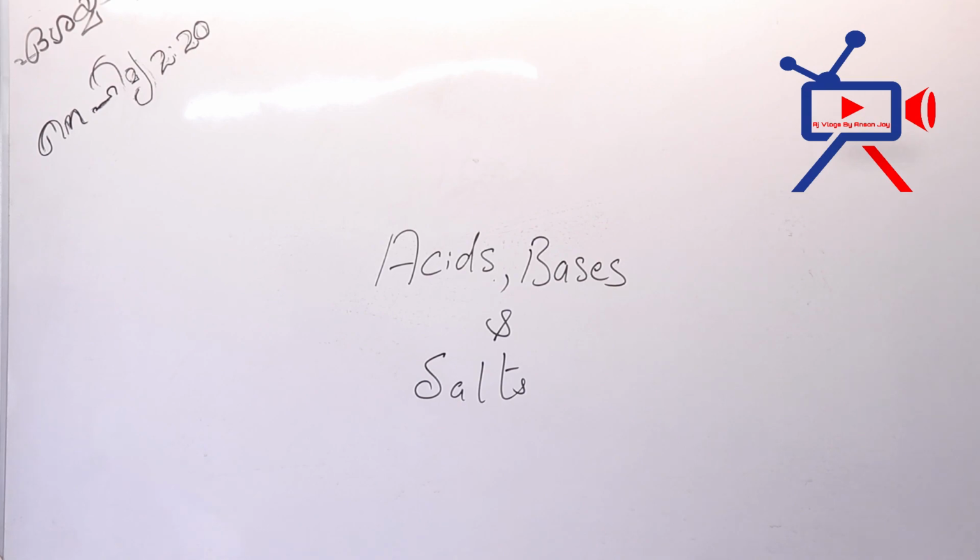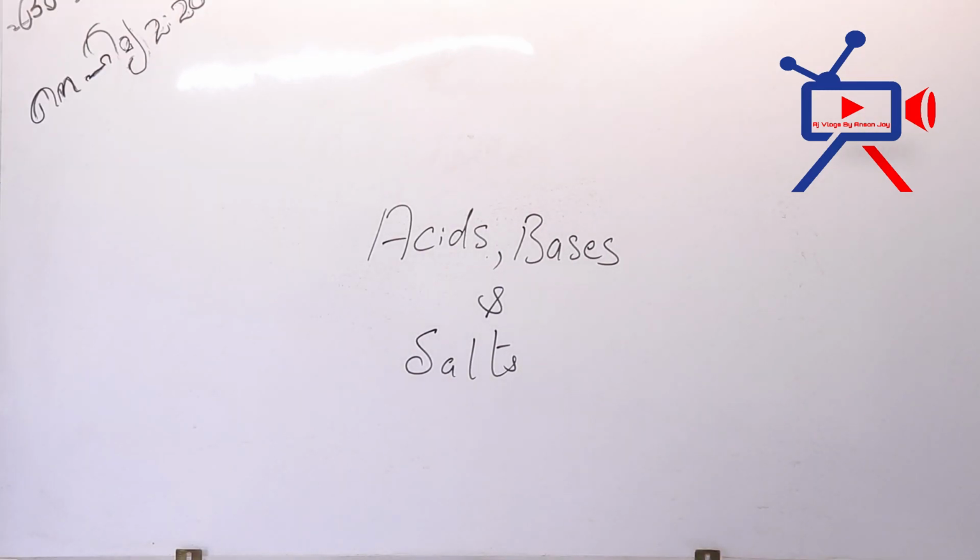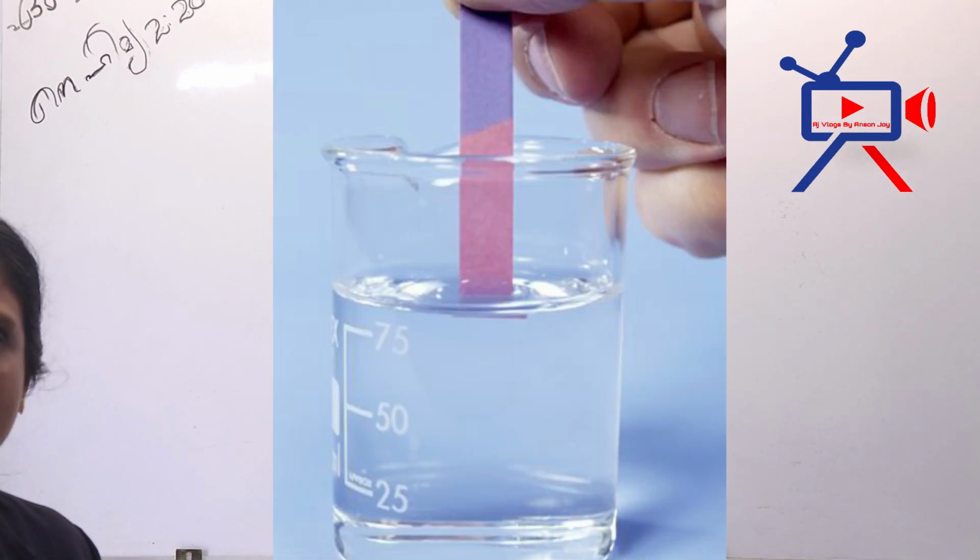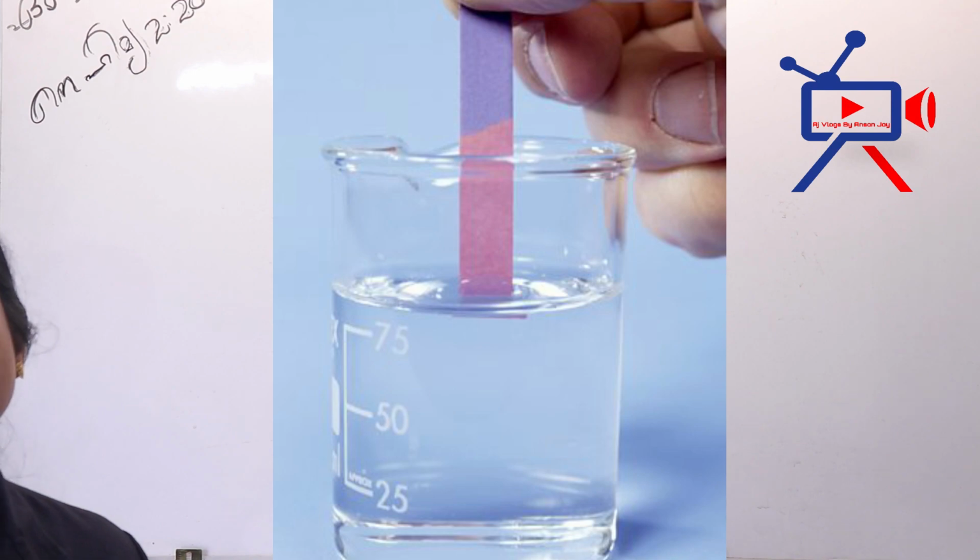Now we are going to distinguish the properties of acids and bases. We know that acids are sour in taste. When we have curd or lemon juice, we know it is sour, because it contains acid. Then when we dip a litmus paper in acid, it turns blue litmus to red. So that much we know about an acid.